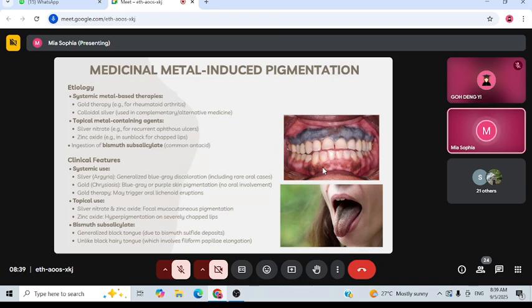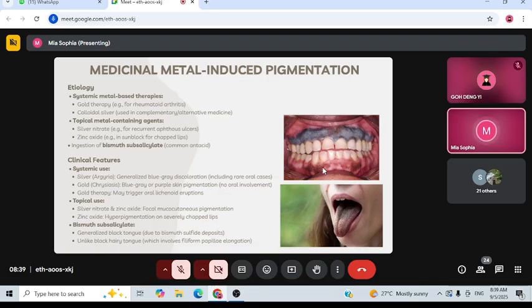So next is medicinal metal-induced pigmentation. This type of pigmentation arises from exposure to metals used in both systemic therapy and topical applications. It is less commonly seen but important to recognize, especially in patients with a history of chronic medication use or alternative treatments. Systemic therapies may include gold therapy, often prescribed for rheumatoid arthritis, and colloidal silver, which is used in some complementary medicine practices. This can lead to generalized discoloration.